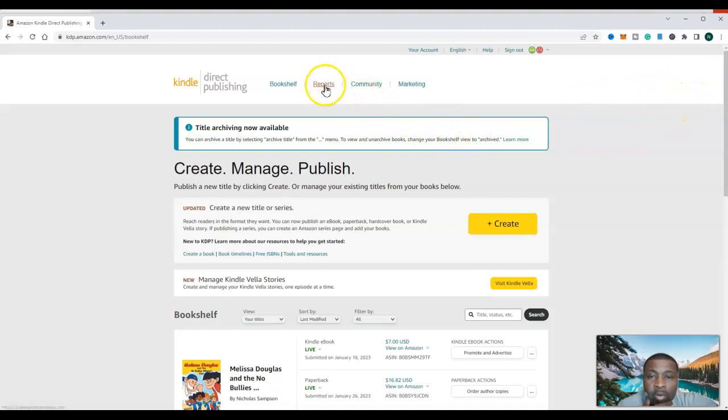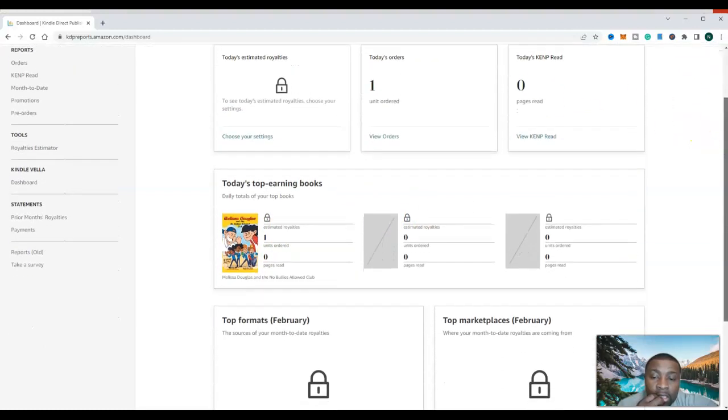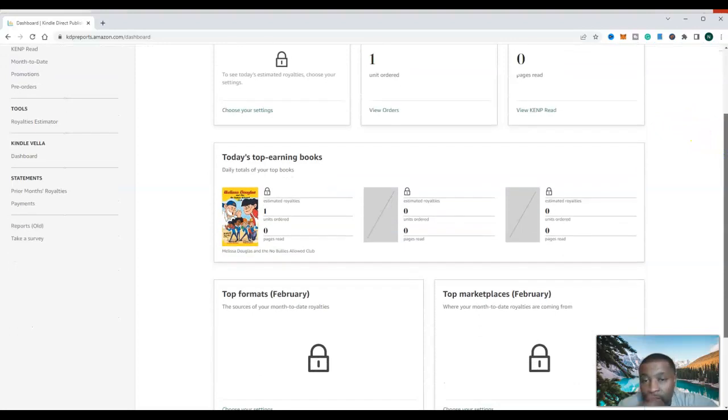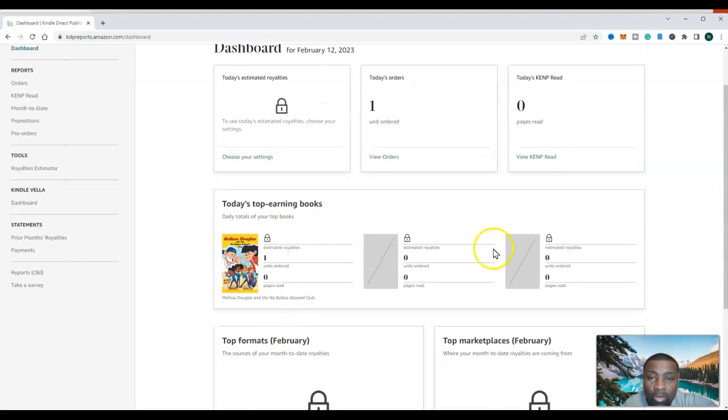So I ended up going to reports this morning. I randomly had a look, right? Today's orders, unit order. So I don't know if it's not showing that data right now because it's still early and it's still gathering the data. But I ended up looking at the reports and it showed that there was a book that was ordered today.